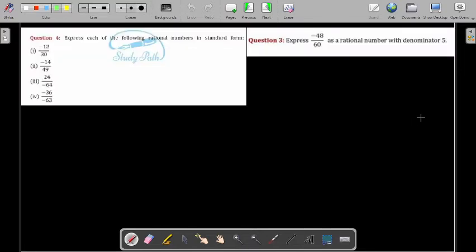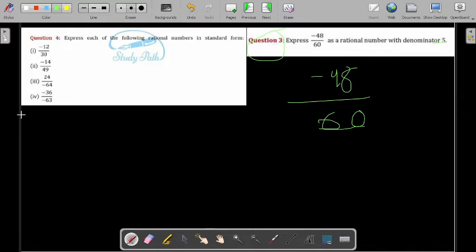I have given question number 3 as homework. Here it is minus 48 upon 60. You have to express it as a rational number, but the denominator should become 65. Now this is the homework. Give me the answer. What will come in the numerator?